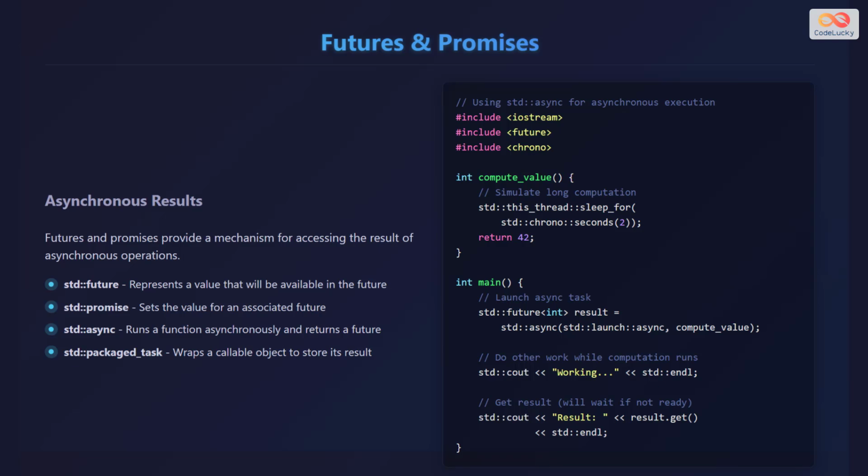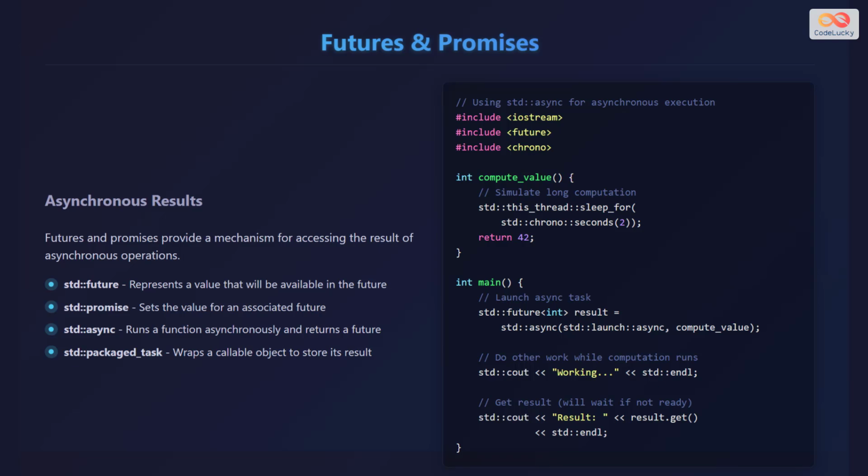Futures and promises provide a mechanism for accessing the result of asynchronous operations. std::future represents a value that will be available in the future, while std::promise sets the value for an associated future. std::async runs a function asynchronously and returns a future, and std::packaged_task wraps a callable object to store its result. Here's how to use std::async for asynchronous execution.